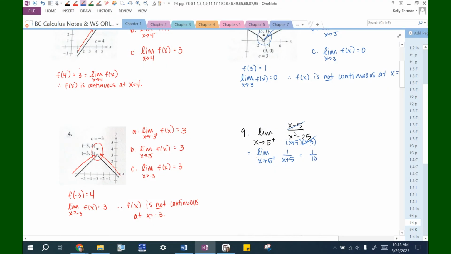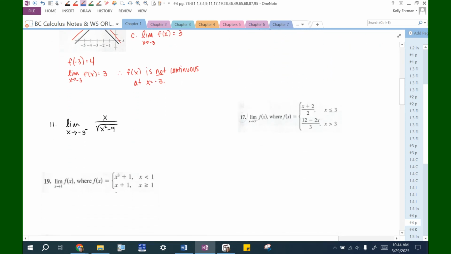It doesn't matter if you're approaching 5 from the left or the right on this one. You can just use direct substitution. The only time left and right matters is if you use substitution and you get an unbounded limit, you want to know which direction you're headed. Is it going to infinity or negative infinity? So in this case, the answer is 1/10.